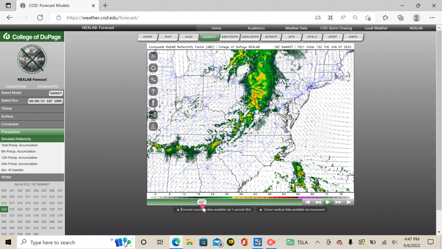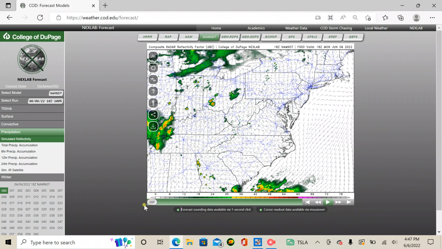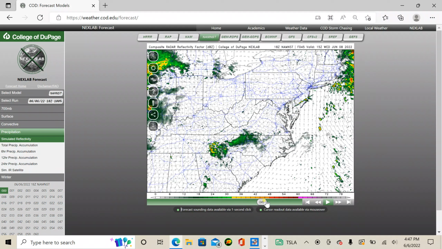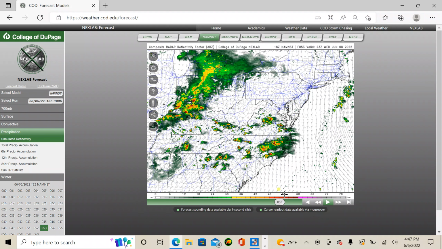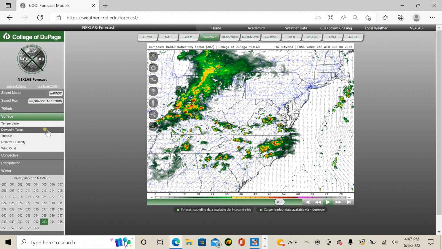The one I use is the NAM-NEST. This is a weather model used for 3 to 4 days into the future, and for example here I'm looking at the simulated reflectivity for Wednesday afternoon, and I can see here there's a band. It seems like just a system of thunderstorms anywhere from Illinois and Indiana all the way to the Carolina coast.